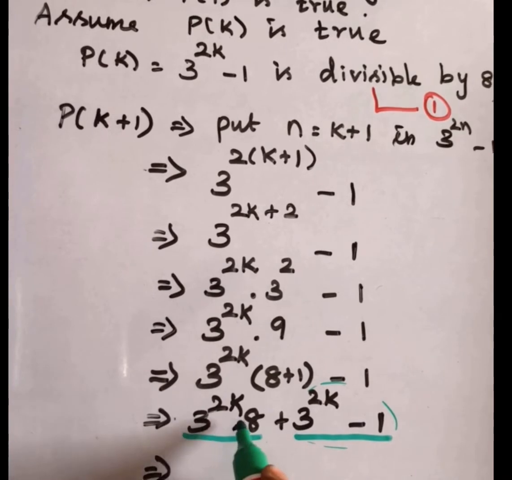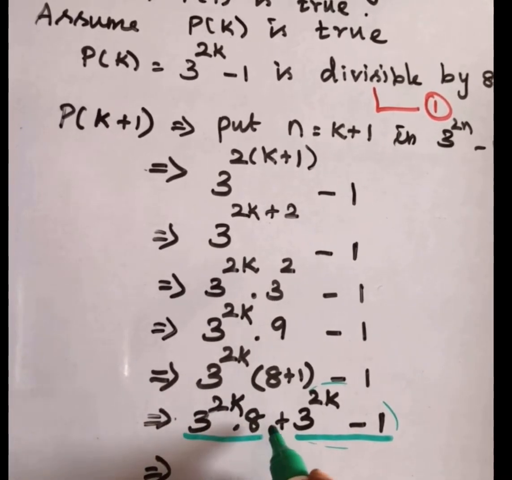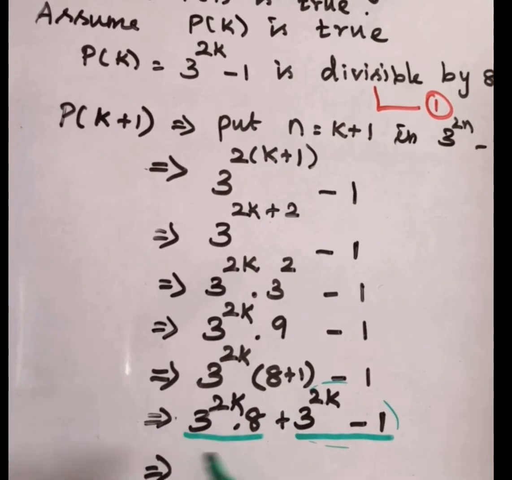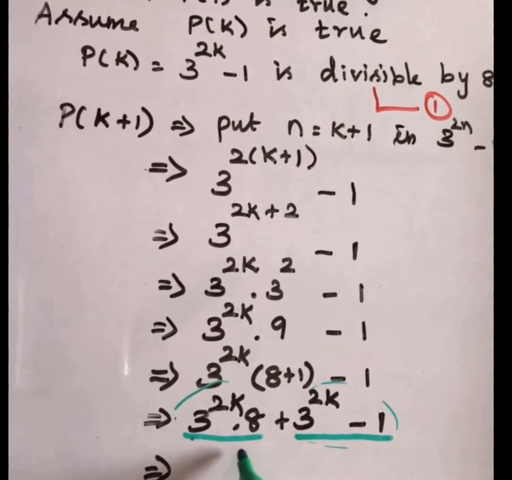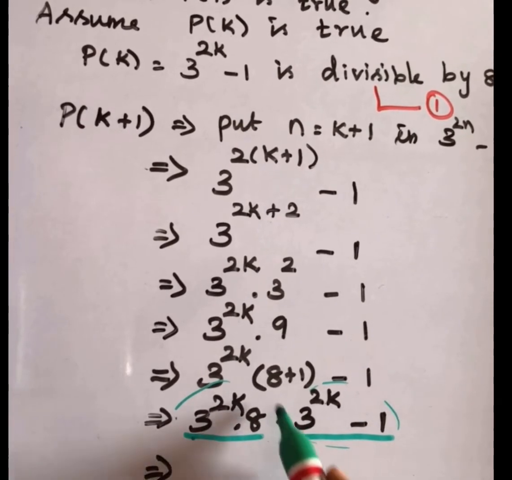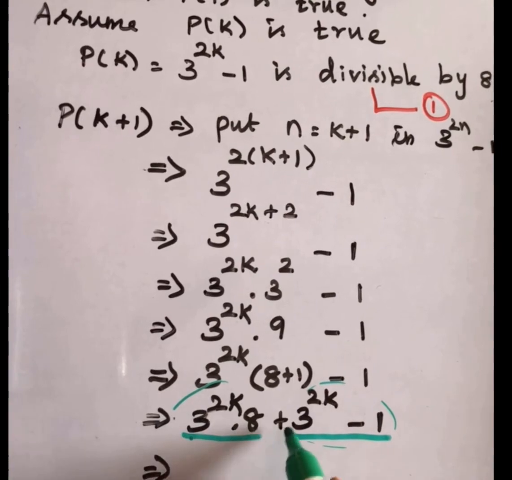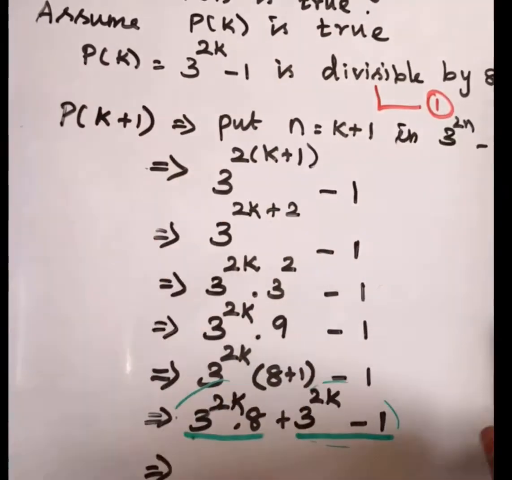Similarly, it is also a product of 8. Okay, this 3 power 2k into 8 is a multiple of 8. So, this term is also divisible by 8. I can divide this term by 8 without any remainder, isn't it? So, this term is also divisible by 8. So, the whole expression is also divisible by 8.